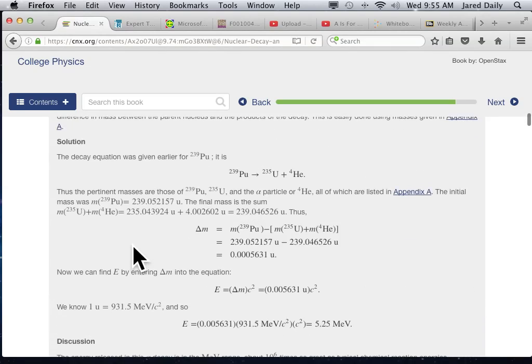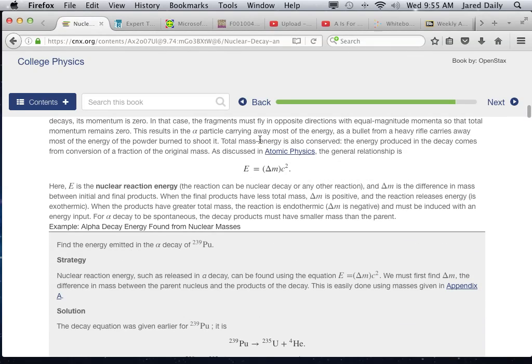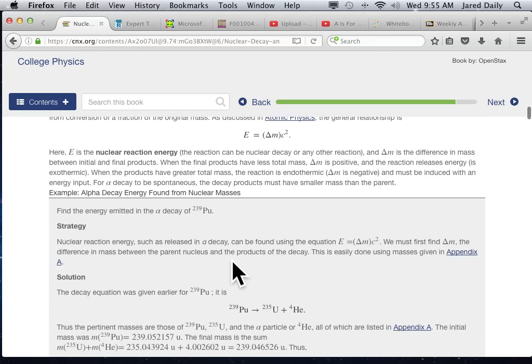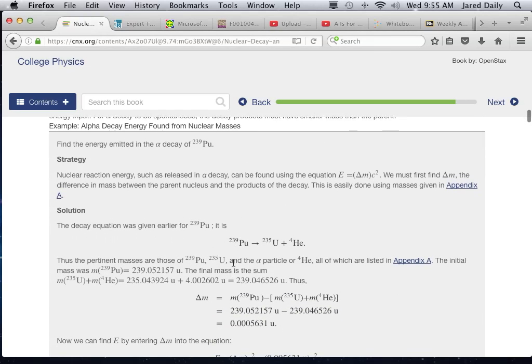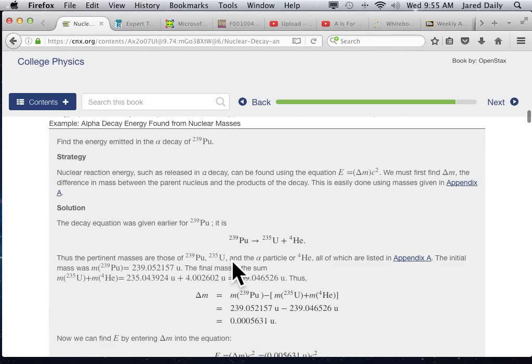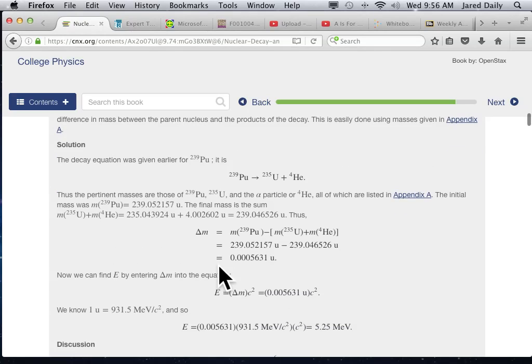But that mass defect, you use E equals mc squared to calculate the energy. The mass defect is the difference in the masses times c squared, the speed of light squared, equals that energy defect. So here they're going to calculate the energy emitted in the alpha decay of plutonium-239. So plutonium-239 becomes uranium and an alpha particle, and for the mass difference, we take the mass of plutonium and we subtract off the sum of the mass of the helium and the mass of the uranium. And we get 0.005631 units, or atomic units. The atomic unit is the mass of the proton, essentially.